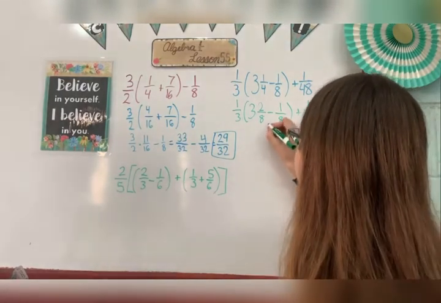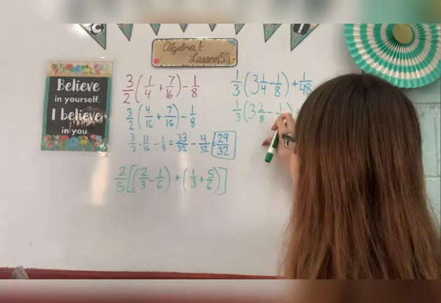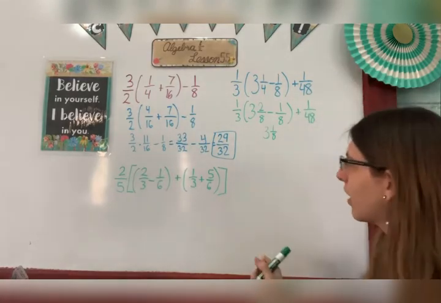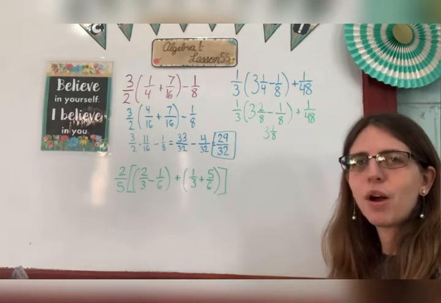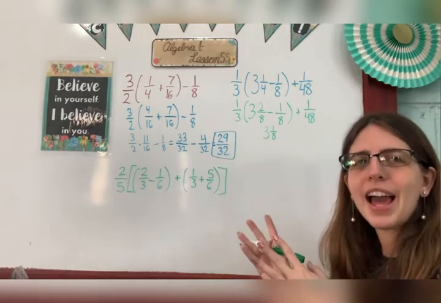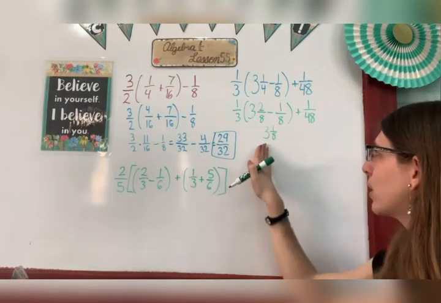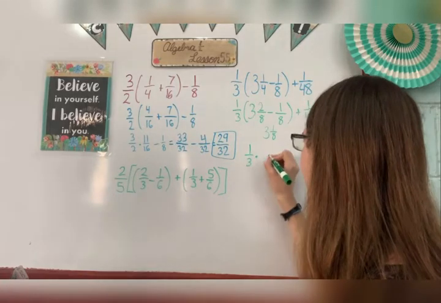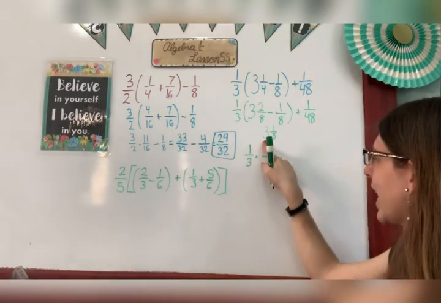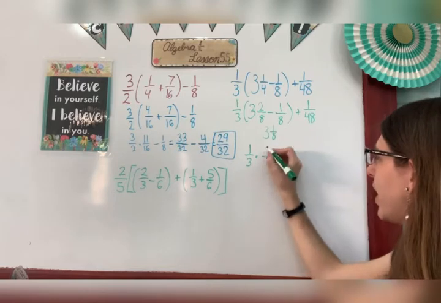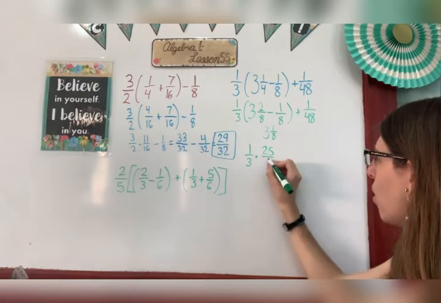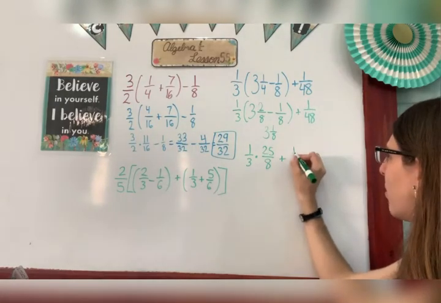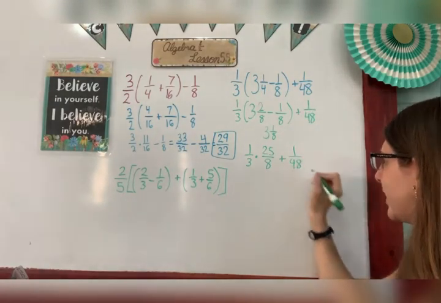Very good. I'm just going to write it right here. 3 and 1/8 is going to be my answer. Now I want to multiply that by 1/3. But to multiply, I have to change my mixed number to an improper fraction. So it's going to be 1/3 times 3 times 8 is 24, plus 1 is 25, over 8. Now we can't forget the rest of my problem, plus 1/48.